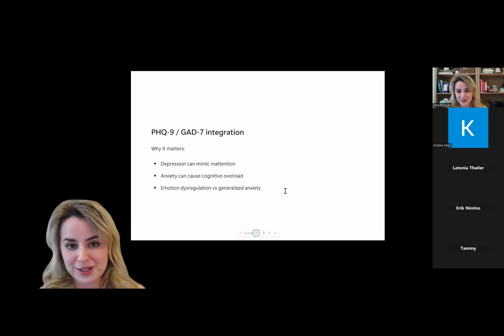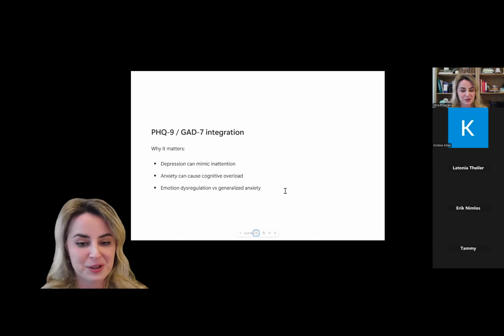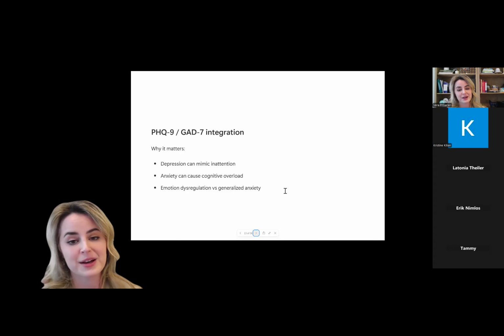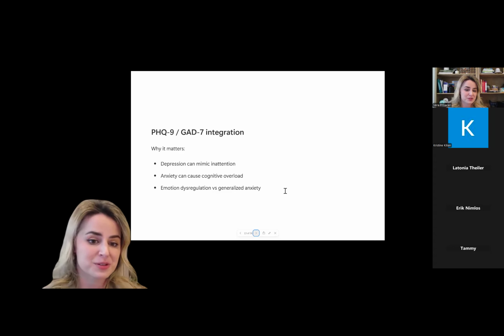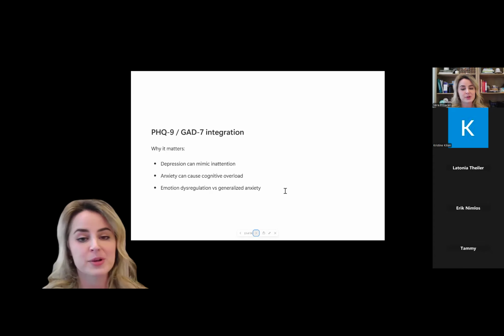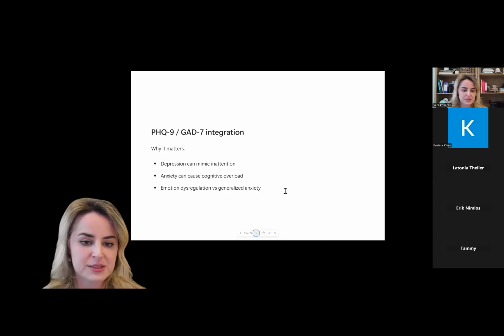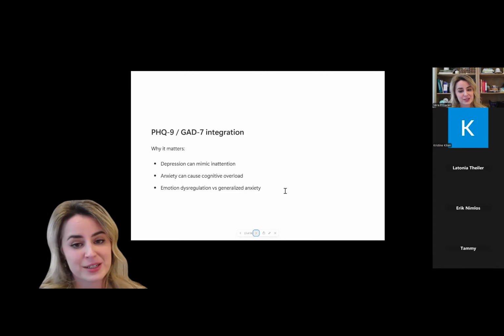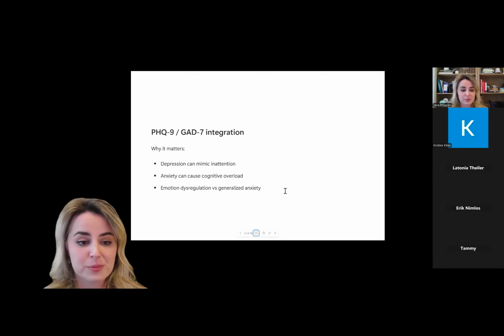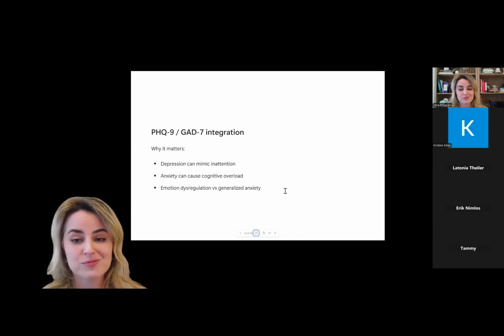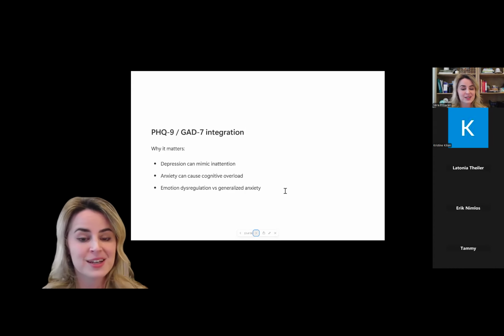These ones we use all the time. If you're familiar with any kind of intake paperwork at a psychiatrist or therapist's office, you've probably filled them out. PHQ-9 is a measure of depression symptoms, and GAD-7 is a measure of anxiety symptoms. Why are these important when we're talking about ADHD? Well, depression can mimic inattention. In fact, one of the questions on the PHQ-9 is about focus and concentration. Have you struggled in the last two weeks with focus?